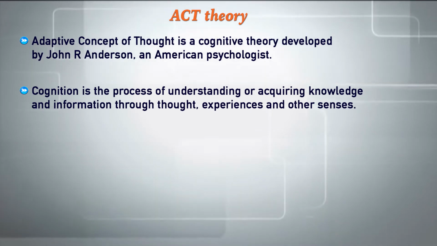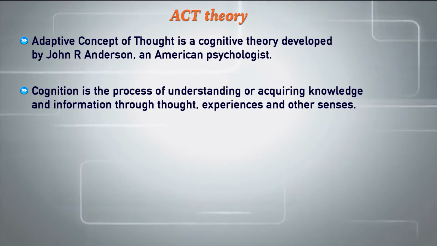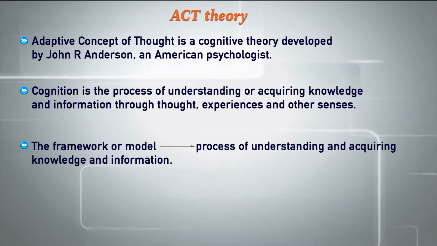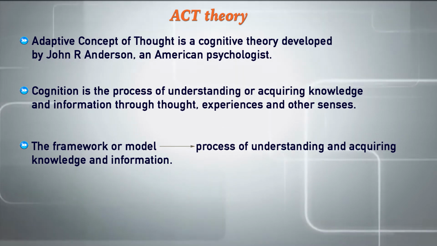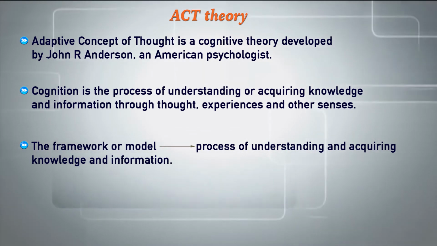We are all familiar with the cognitive dissonance theory. Cognition is the process of how we understand and how we acquire knowledge and information. So, this framework or model tries to explain the process of the understanding level of acquiring knowledge and information, that is how an individual acquires knowledge and information depends upon the understanding level of the individual. So, ACT theory, or adaptive concept of thought, is a cognitive theory developed by John Anderson, an American psychologist. Anderson was trying to explain the concept through the cognition process, that is understanding or acquiring knowledge and information through thought, experience and the senses.